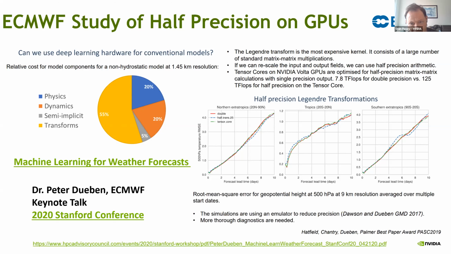And it's essentially about putting the Legendre transformations, which are largely GEMM-based matrix multiplies, and finding out what kind of performance can be achieved using the deep learning hardware, some of the features on the new A100 that I mentioned, and how that might contribute to the overall performance in a large global model.